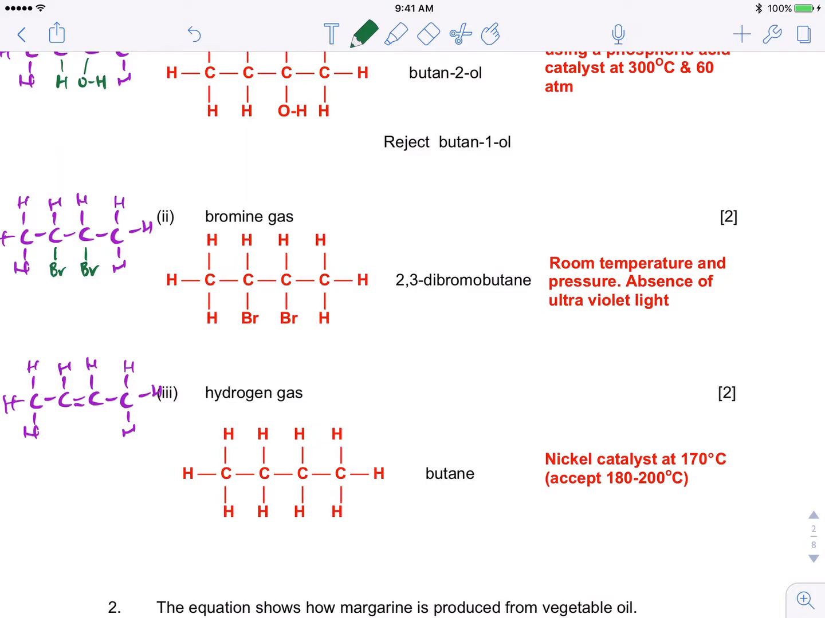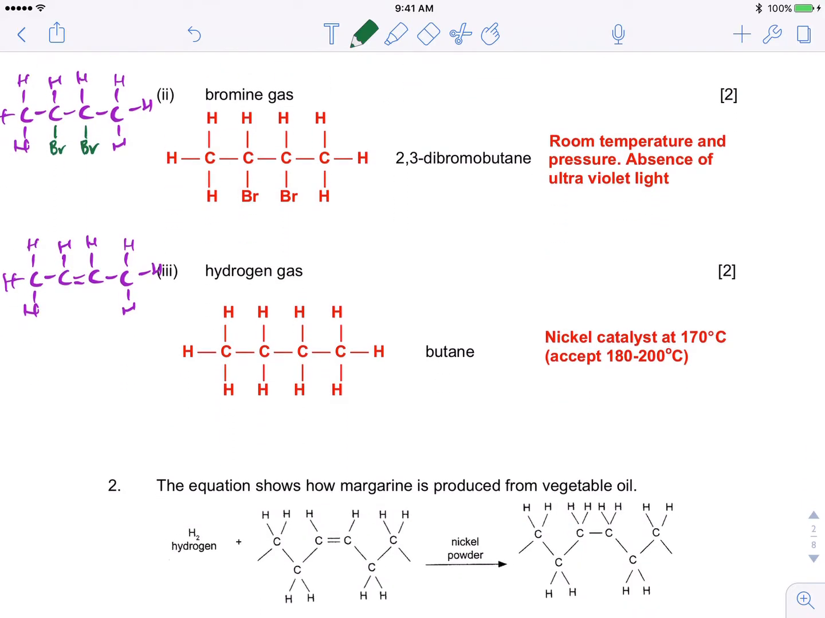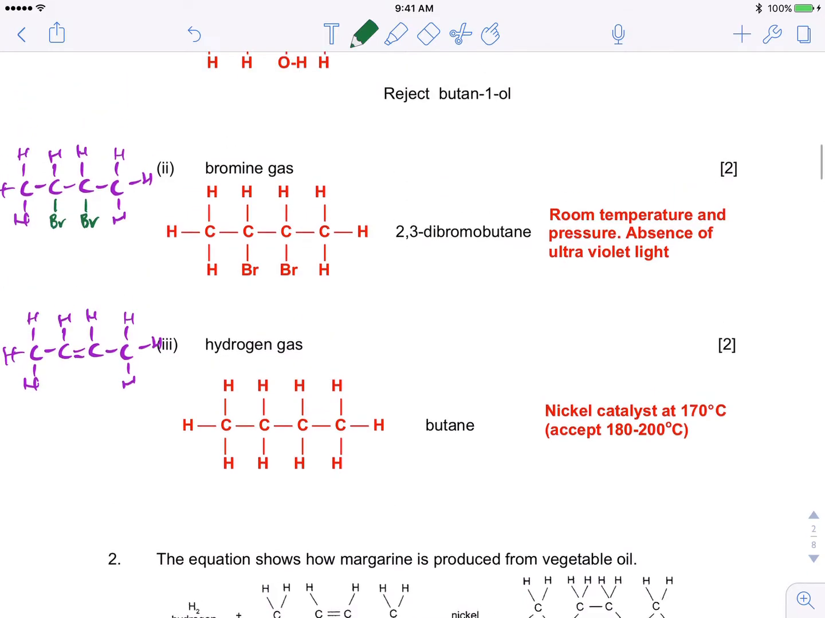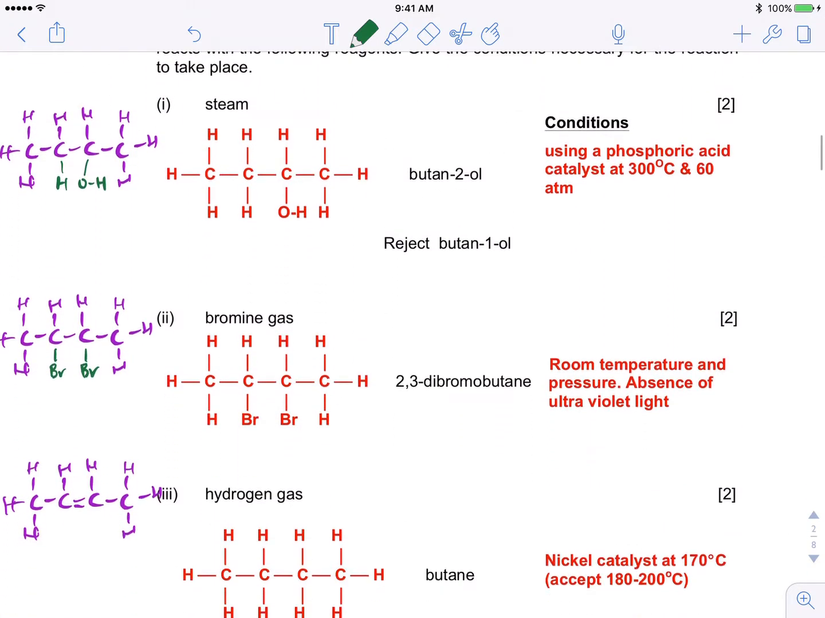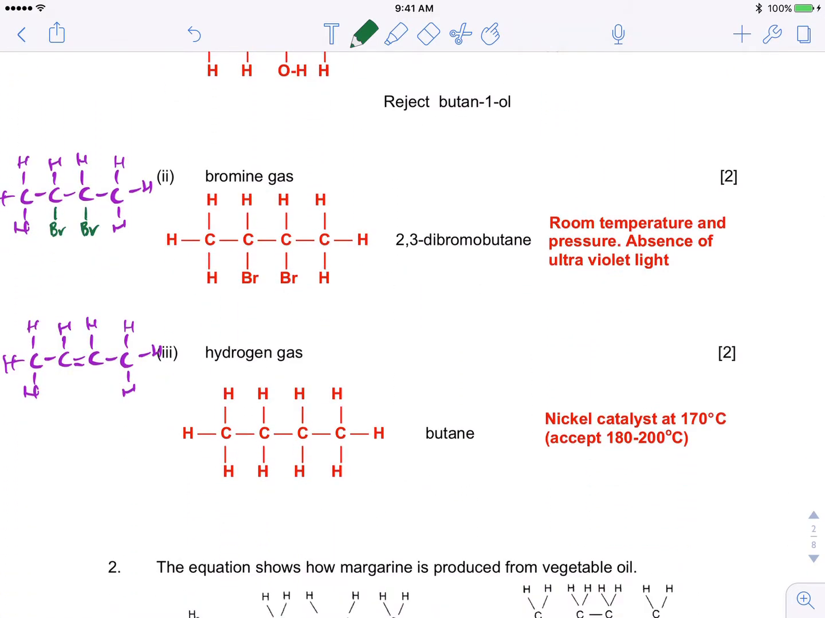Okay, so this is just at room temperature and pressure. I didn't mark for absence of UV light, so if you write that, it will be even more correct.